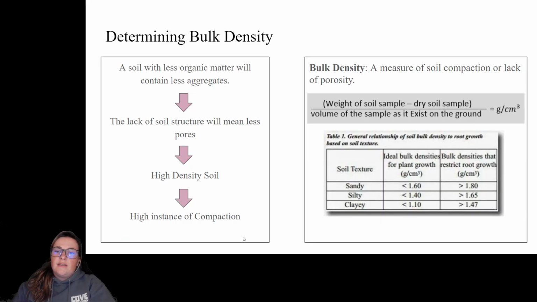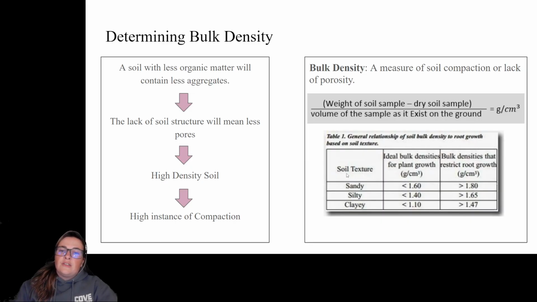So for this, we're actually going to do this in class. We're going to take a soil sample from a measured volume in the ground. We'll take the weight of the soil sample as it is. We'll subtract it from the dry soil sample, so we have to take into account any water that might be present. And that will give us a value in grams per centimeter cubed.